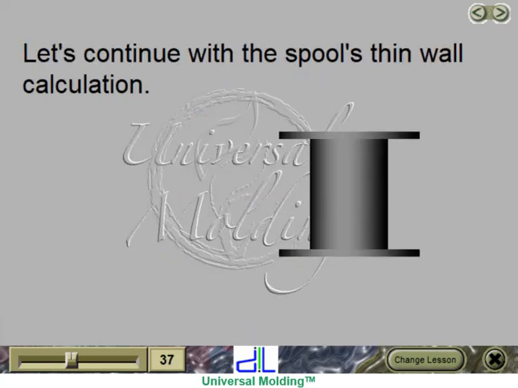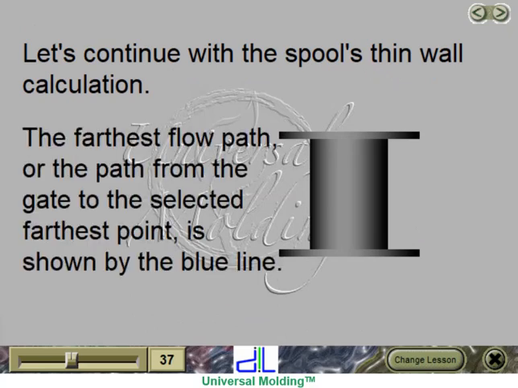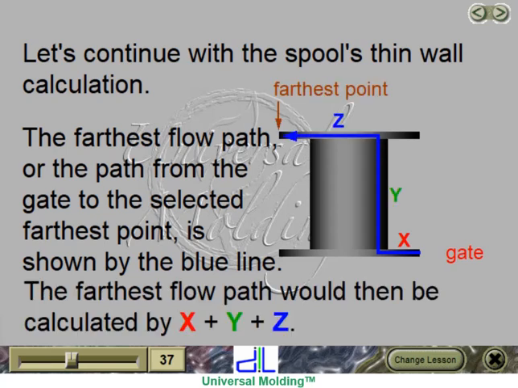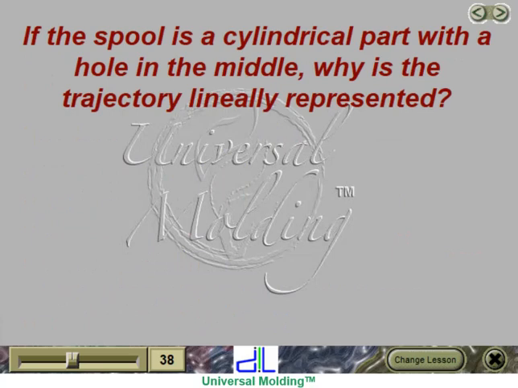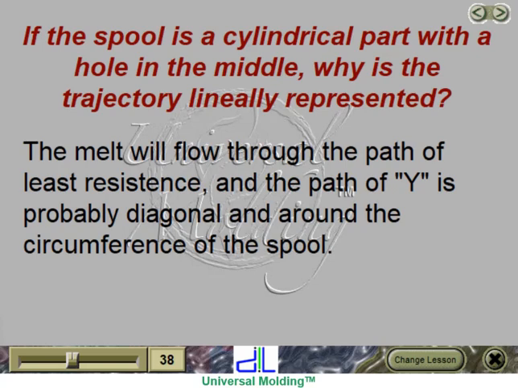Let's continue with the spool's thin wall calculation. The farthest flow path, or the path from the gate to the selected farthest point, is shown by the blue line. The farthest flow path would then be calculated by x plus y plus z. If the spool is a cylindrical part with a hole in the middle, why is the trajectory linearly represented? The melt will flow through the path of least resistance, and the path of y is probably diagonal and around the circumference of the spool.